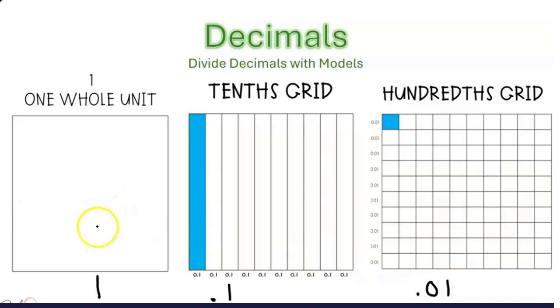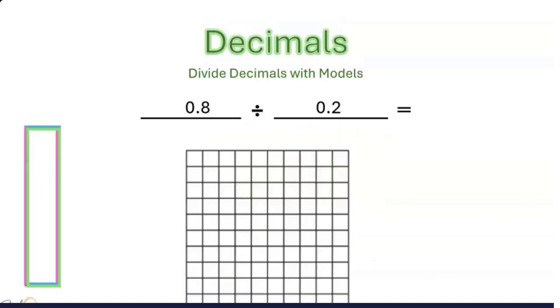This is also easier to see with money, where this square represents $1. This blue strip would represent 1 dime because it takes 10 dimes to equal $1. And then each little square is like a penny. And it takes 10 pennies to equal a dime, or 100 pennies to equal $1. So we'll use these models of decimals to illustrate how to divide decimals.